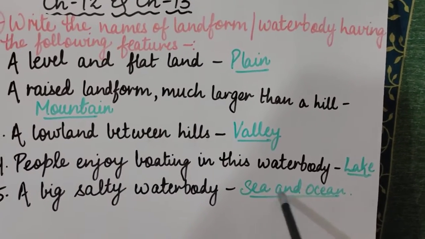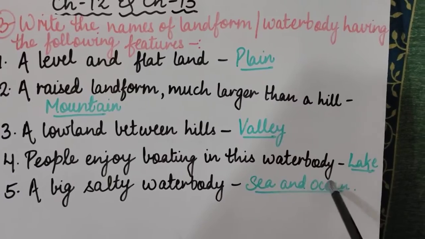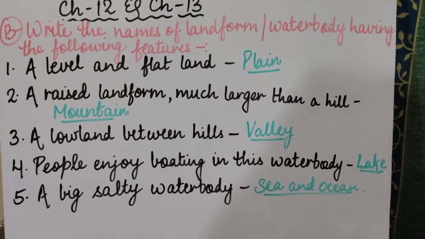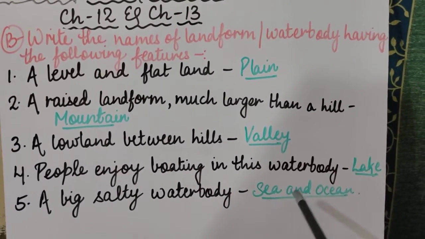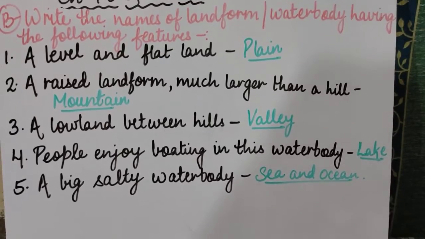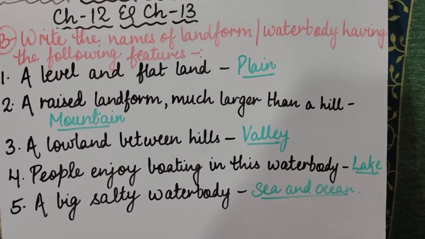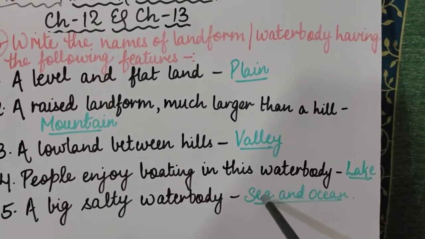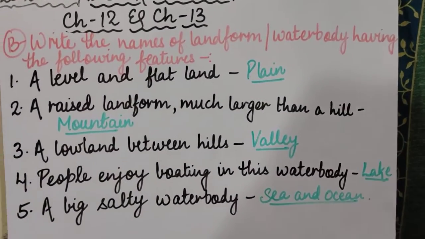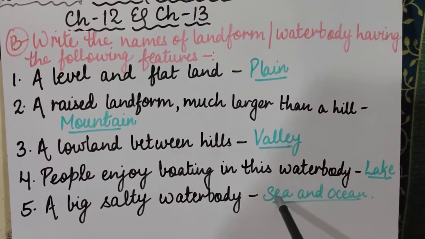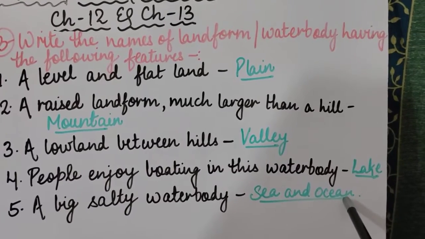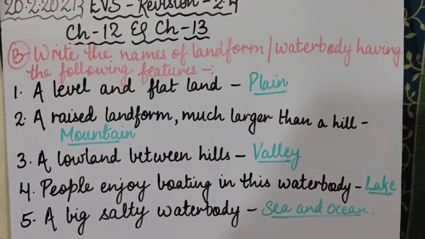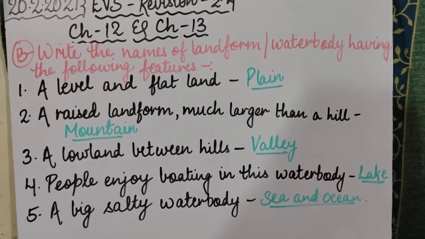Now children, I have written both the options, sea also and ocean also. In the exams, if it is asked to write 2, then you will write sea and ocean. And if it is only asked to write 1, then you will write sea or ocean. Okay, you can write any one. So the spelling is SEA and OCEAN, ocean. So I hope you all have understood these 5 sentences, this exercise.